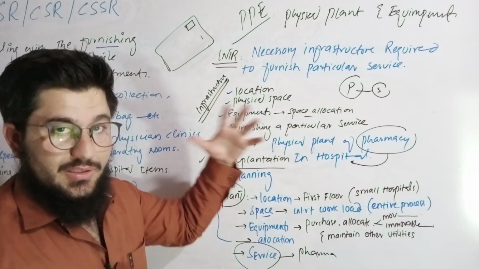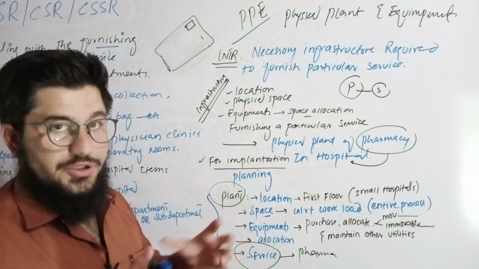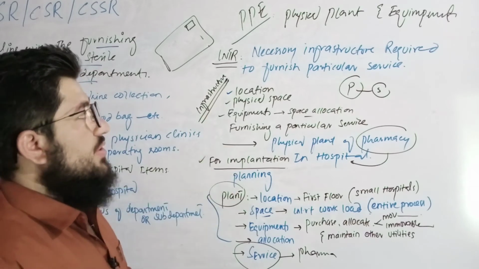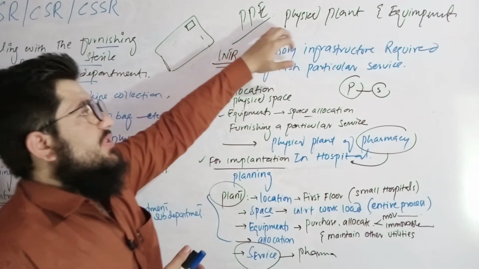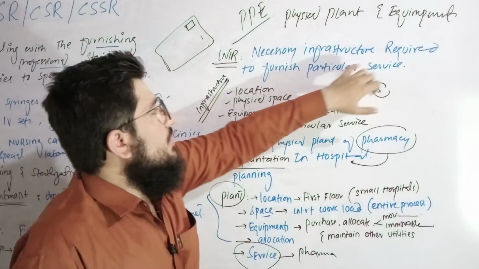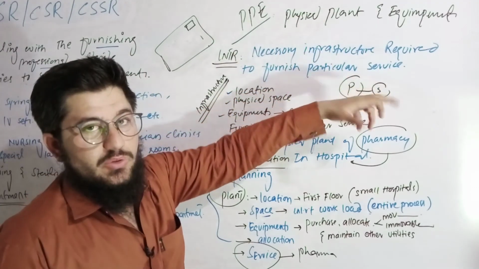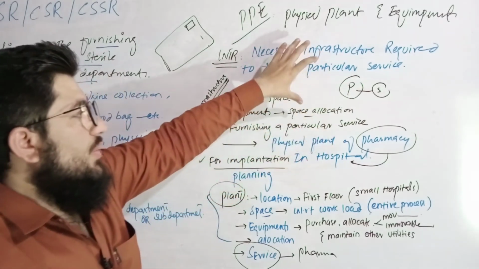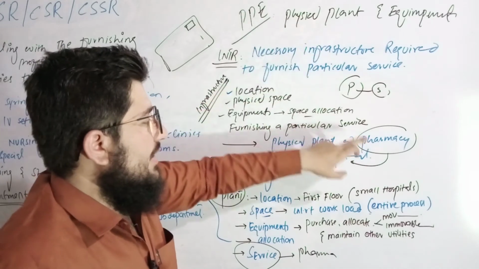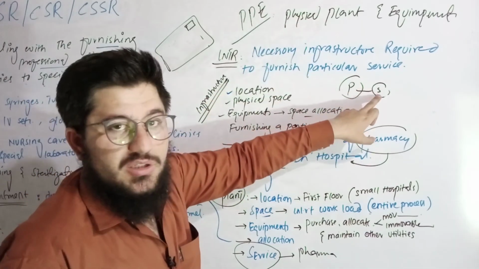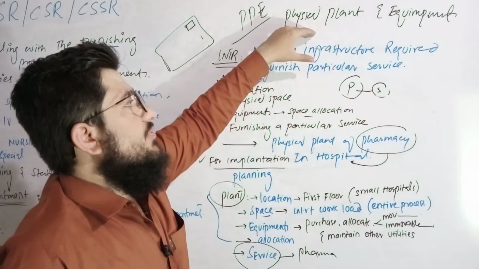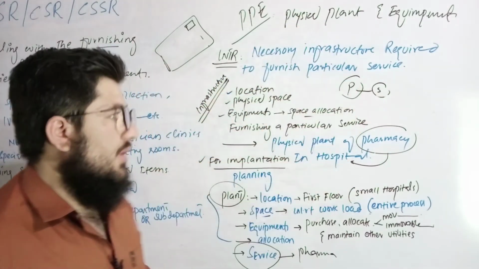Now let's recap or revise it in short, summarizing our entire lecture in just some words. What is PPE, physical plant and equipment? Simple, it is the infrastructure that is required to provide a particular service. Furnish means to provide. So we have a plant that will provide a service to us. Here I told you that the plant is the pharmacy. So the services provided to us by the pharmacy will be named as physical plant and equipment. Okay, I think it's clear now.